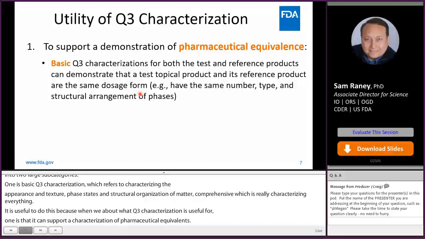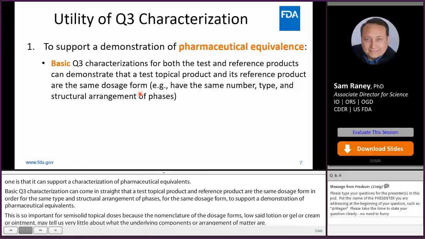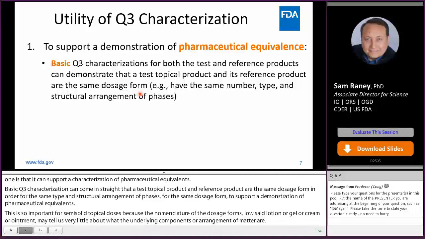And this is so important for semi-solid topical dosage forms because the nomenclature of these dosage forms, like lotion or gel or cream or ointment, may tell us very little about what the underlying components or arrangement of matter are. One could have an ointment that's an emulsion, or a gel that's an emulsion, or a cream that doesn't have globules, or a lotion that's actually a solution. And so actually characterizing, doing basic Q3 characterization is one of the best ways to truly compare the dosage forms and ensure that the test and reference product are in fact the same dosage form.